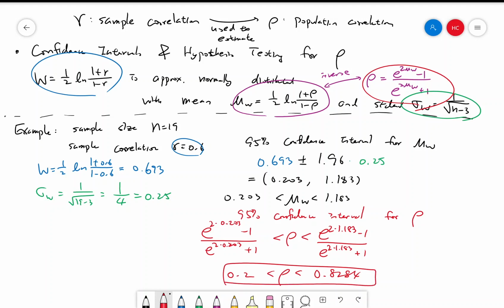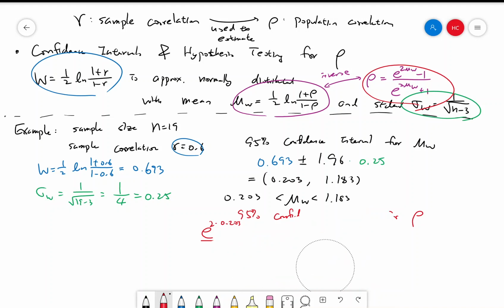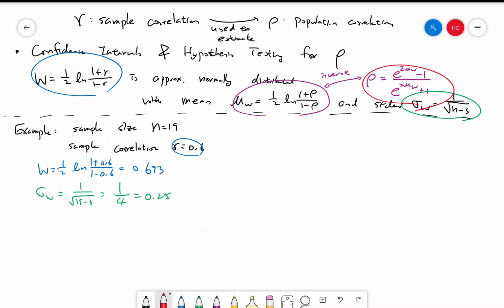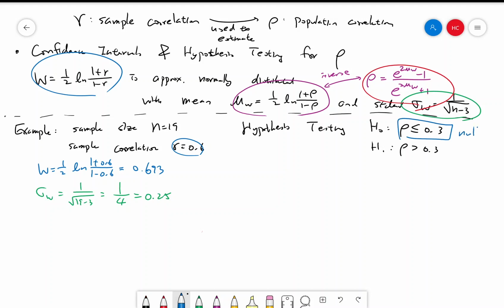Right, so that's how we calculate confidence intervals for rho. And we can use a similar principle to do hypothesis testing for rho. So let's erase the bottom right part. Let's consider the hypothesis testing: H0 is rho less than or equal to 0.3, and H1 is rho greater than 0.3. To do the hypothesis testing, first we deal with the null distribution.